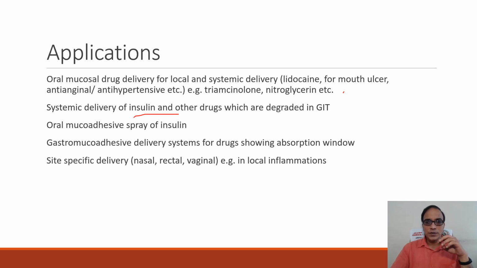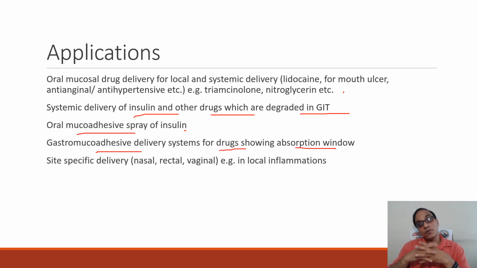Systemic delivery of insulin and other drugs which are degraded in the GIT can be done with the help of mucoadhesive drug delivery, and an oral mucosal spray of insulin is also available. Gastromucoadhesive delivery systems are used for drugs having an absorption window in a particular part of the GIT. What we can do is deliver them directly through the mucosal route, so that, avoiding that absorption window, they will be absorbed. Once they pass through that window they won't be absorbed, so it's better to give them the maximum opportunity.